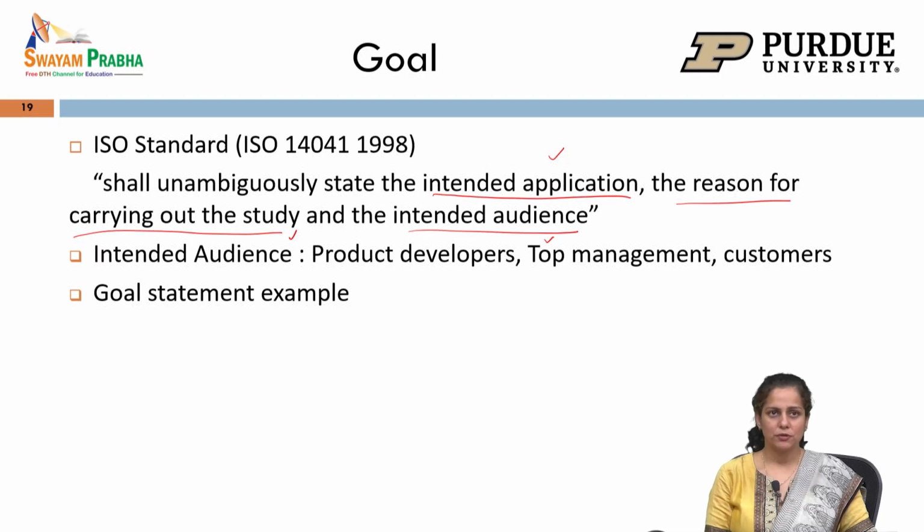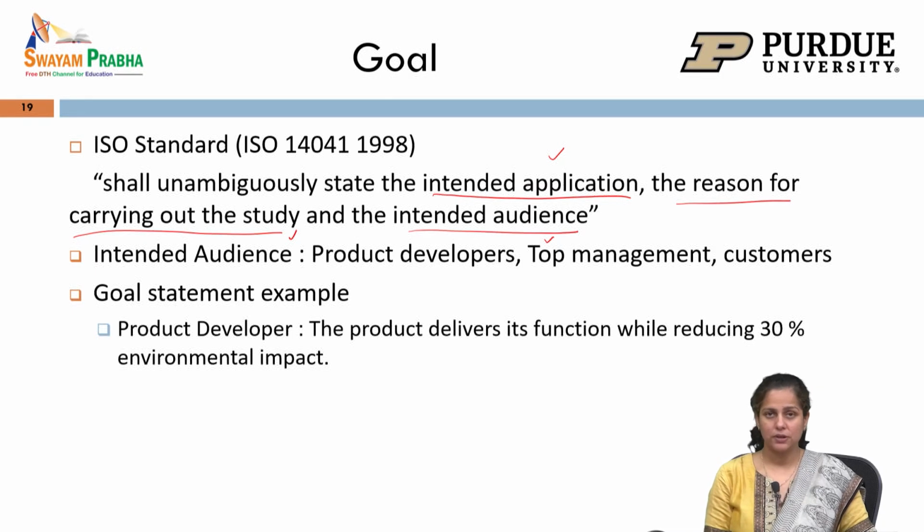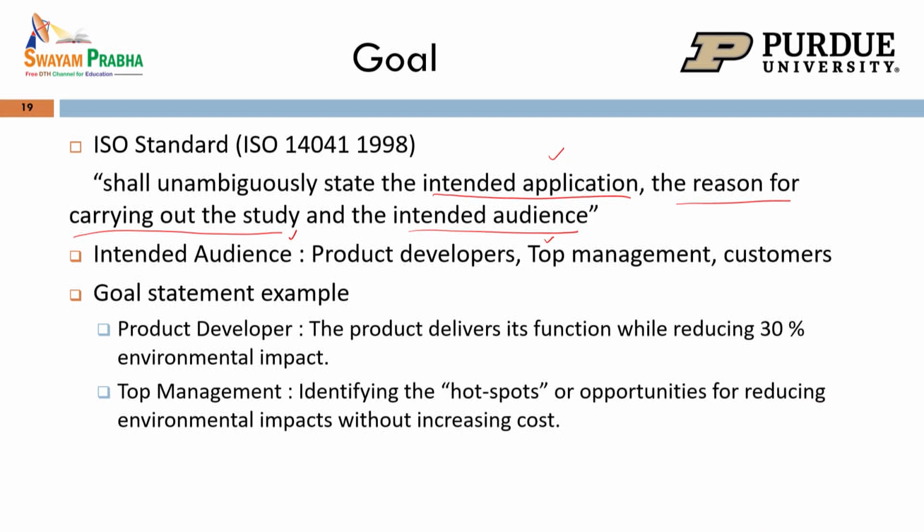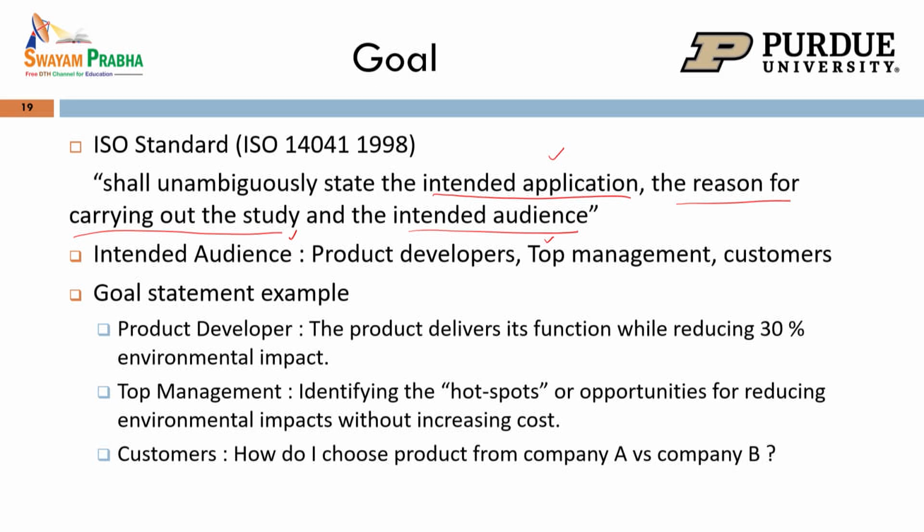Some examples of goal statements: let us say we are developing the LCA for a product developer. A goal statement could be that the product delivers its function while reducing 30% environmental impact. So, that is the goal of my LCA, that I am going to conduct the LCA for the product and reduce 30% environmental impact through this LCA analysis. For top management, it could be identifying the hotspots or opportunities for reducing environmental impacts without increasing cost.